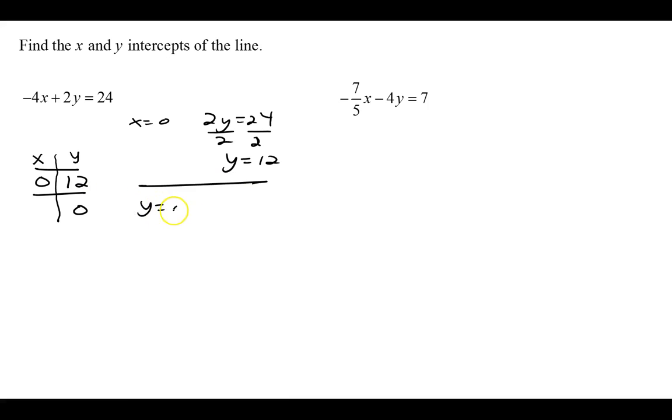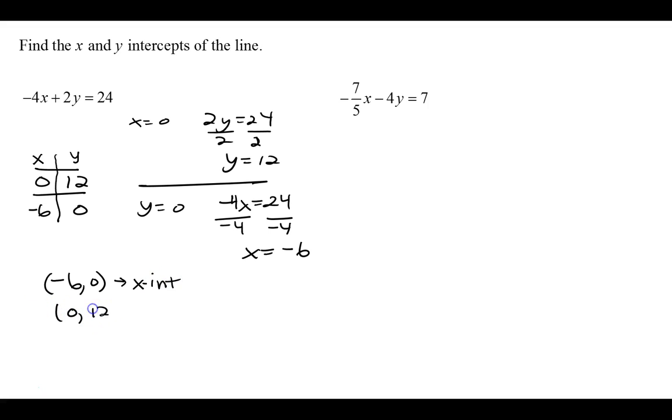When y is 0, this equation becomes negative 4x equals 24. Divide by negative 4 to get that x is equal to negative 6. So negative 6, 0 as a coordinate written like that, that's your x-intercept. And 0, 12 written in that ordered pair format is your y-intercept.